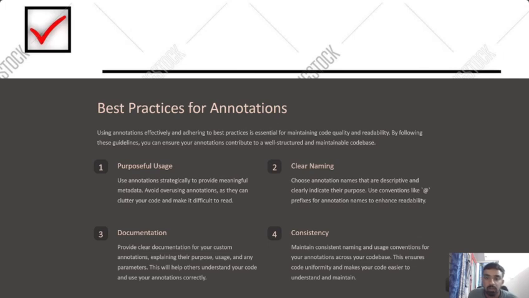Clear naming. Choose annotation names that are descriptive and clearly indicate their purpose. Use conventions like adding prefixes for annotation names to enhance readability. Documentation. Provide clear documentation for your custom annotations, explaining their purpose, usage, and any parameters. This helps others understand your code and use the annotations correctly. Consistency. Maintain consistent naming and usage conventions for your annotations across your code base. This ensures that the code is uniform and makes your code easier to understand and maintain.